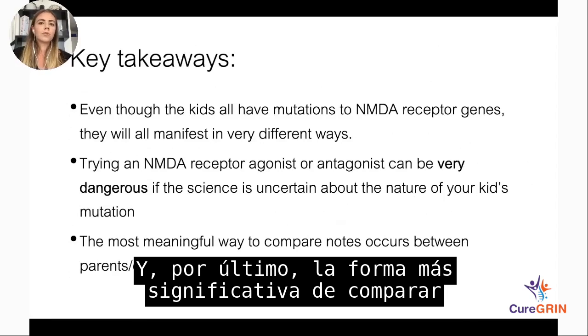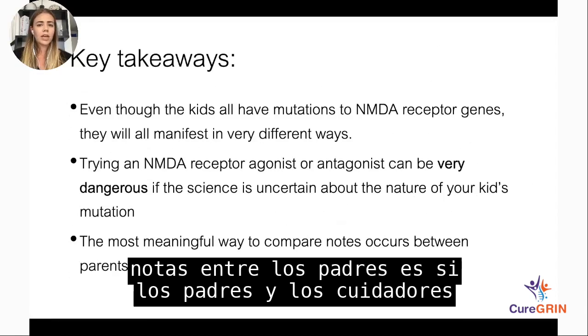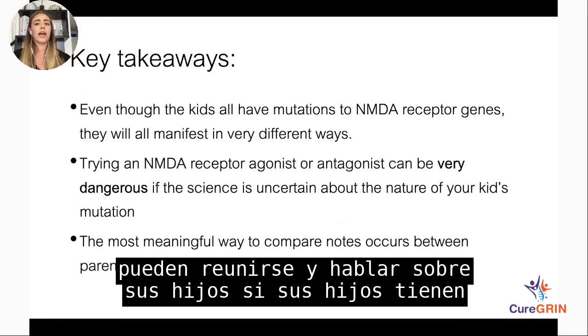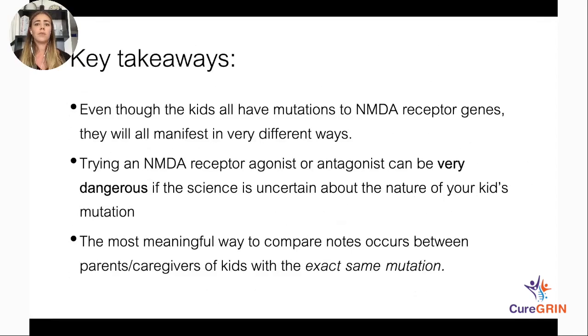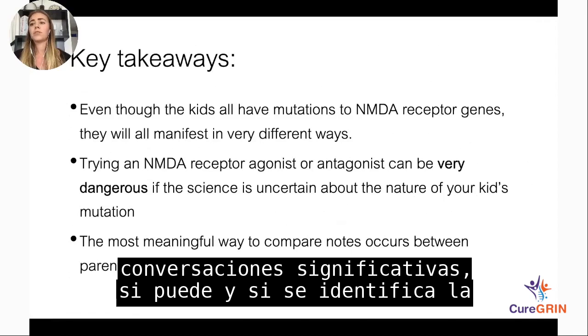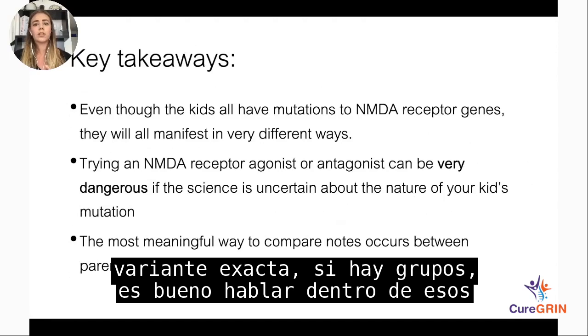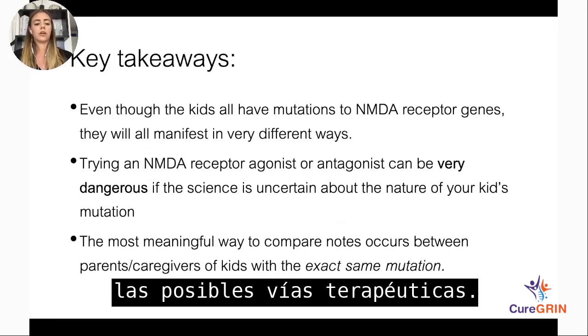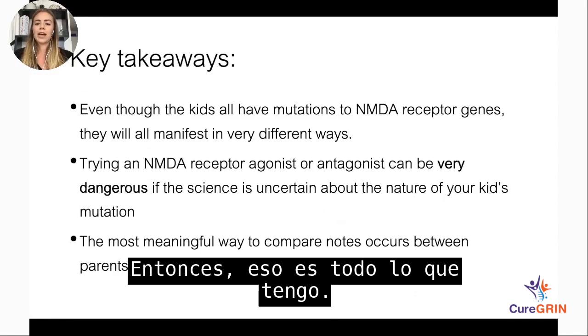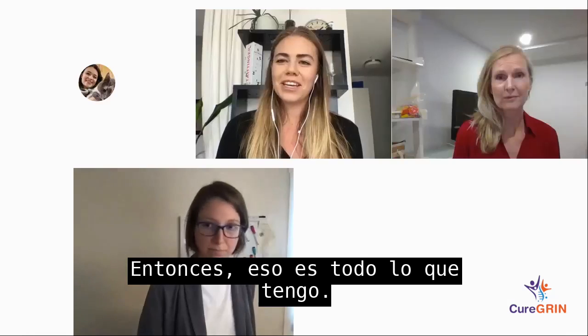And lastly, the most meaningful way to compare notes among the parents is if parents and caregivers can get together and talk about their children if their children have the exact same mutation. So it's really important to have those meaningful conversations, if you can, and if the exact variant is identified. If there are groups, it's good to talk within those groups about similarities between the kids and potential therapeutic avenues. So that's all I have. Thank you so much.